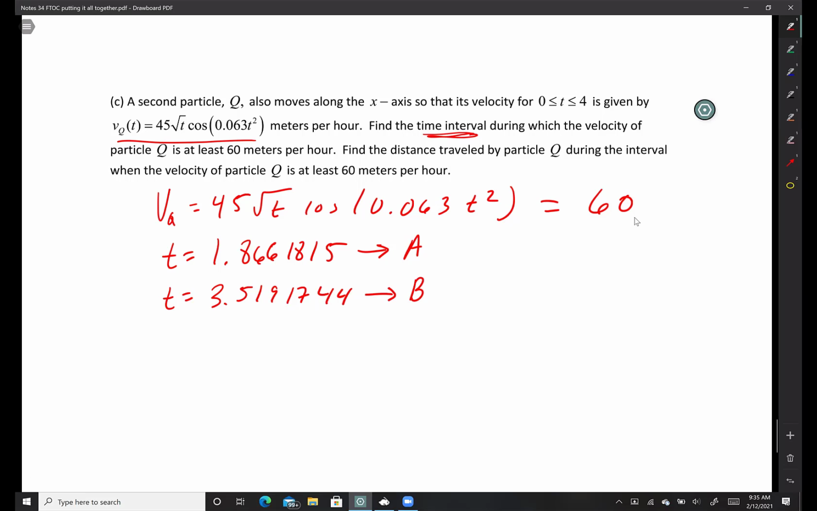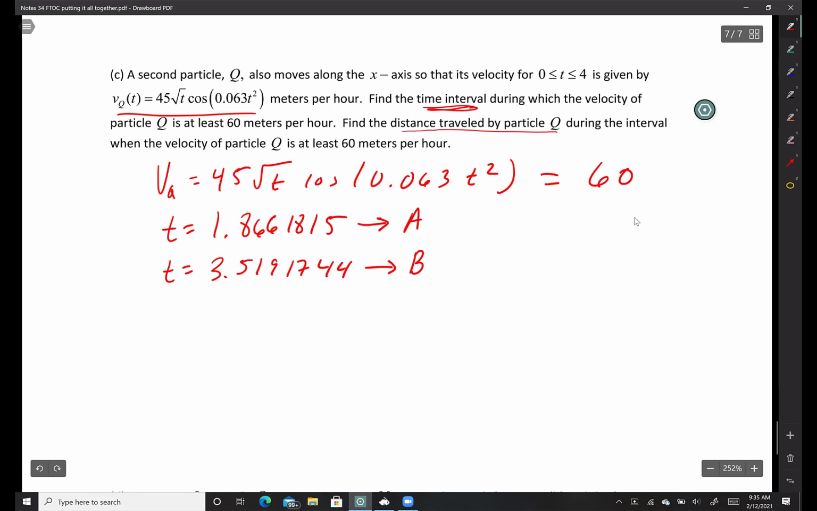Okay, I got my T values. Look what it says. Find the distance traveled. They probably will not penalize you. I didn't grade this question, so I don't know, but I'm pretty sure they didn't. They probably will not penalize you if you just write V of T in the integral because the velocity is positive. And I saw that in my graph. It's above the x-axis.